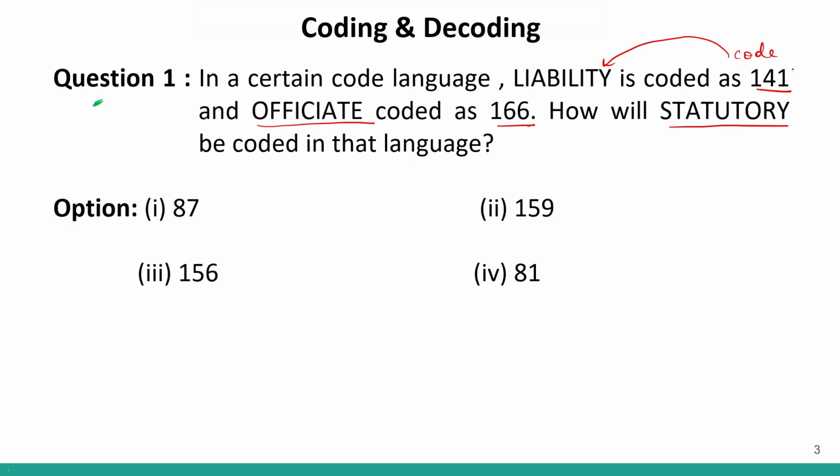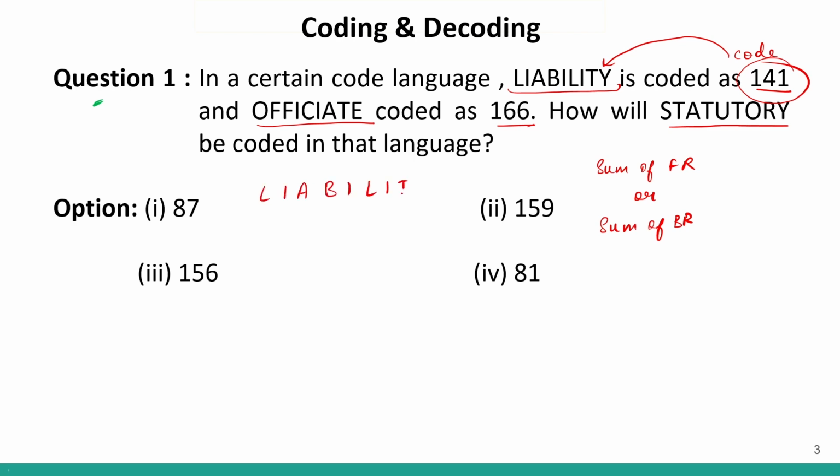Now, when you look at a number, a word is being coded in a number. So we assume that maybe it is a sum of forward rank, or it could also be the sum of backward rank. These are the 2 approaches. Let us check for liability with forward rank.